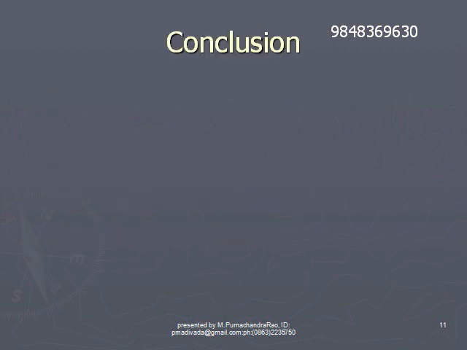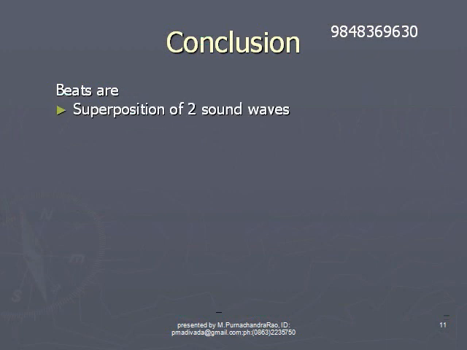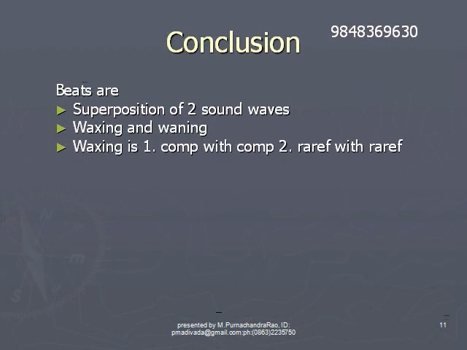Let us summarize what we have learned so far. Beat waves are produced by the superimposition of two sound waves traveling in the same direction with nearly equal frequencies. Then the beats will be produced. Beats are composed of waxing and waning. Waxing is maximum sound, waning is minimum sound.